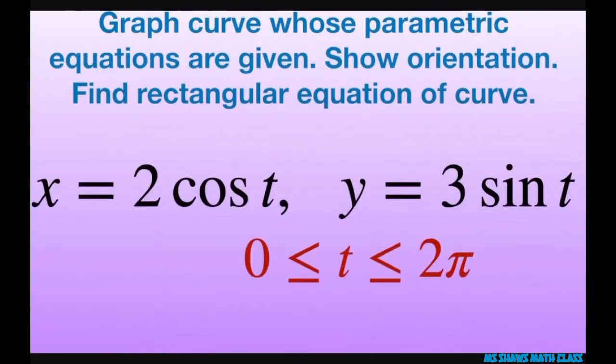Hi everyone, we're going to graph the curve whose parametric equations are given and show the orientation. We're going to find the rectangular equation of the curve. We have x equals 2 cosine of t and y equals 3 times sine of t, and we're looking at our domain from 0 to 2 pi.